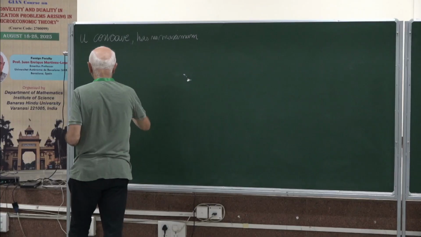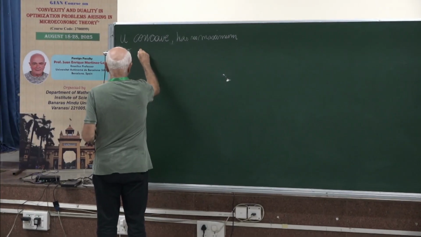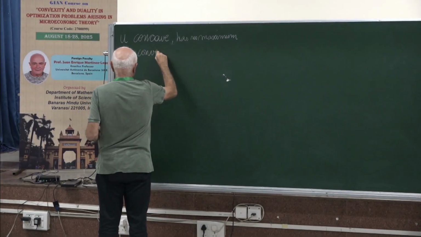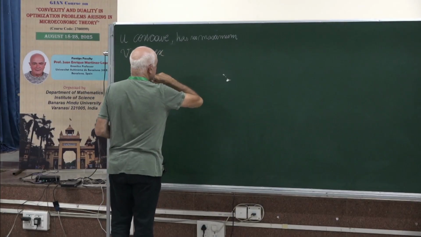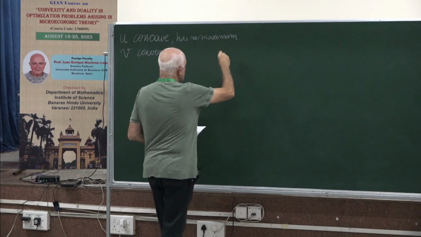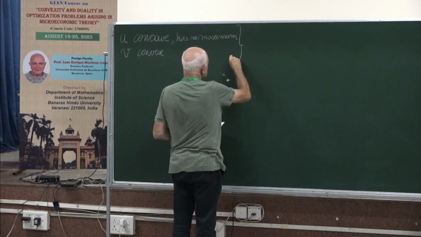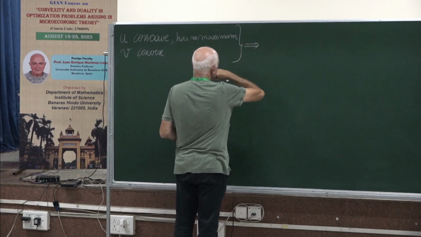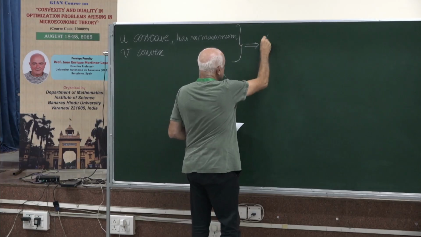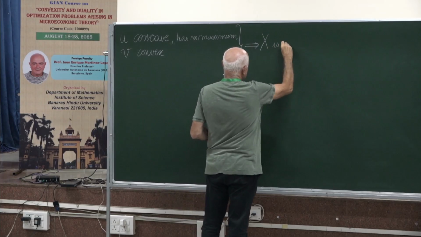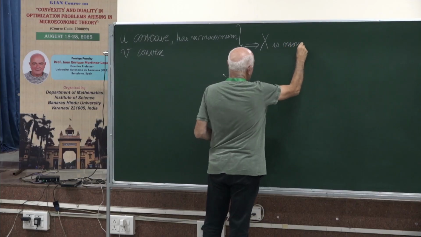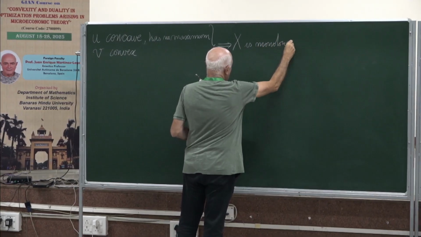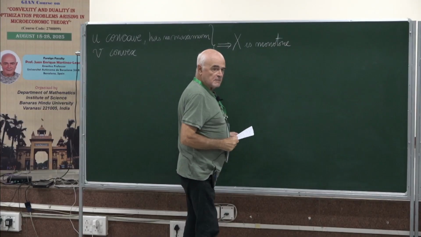And V is convex, then the demand is monotone. Okay?